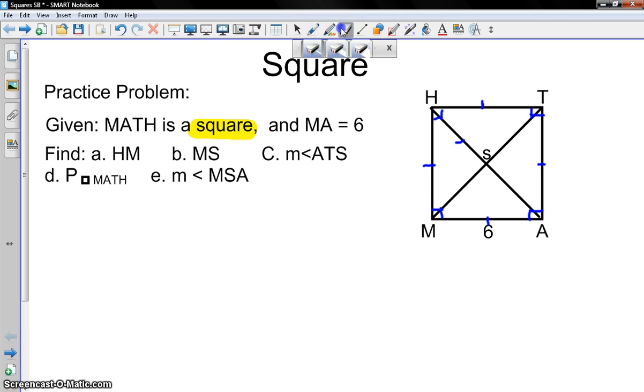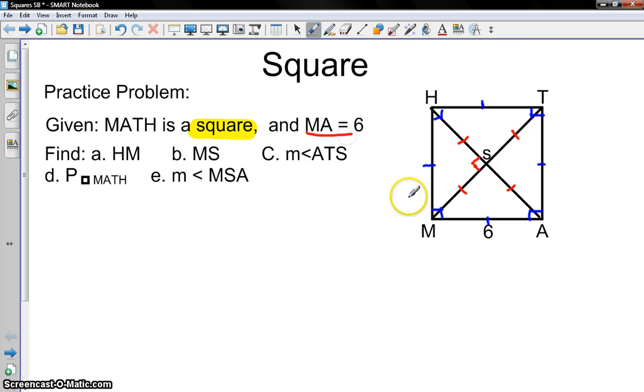So let me do this in a different color. Let's go red. So I'm going to mark all my diagonals congruent. And also I know that they intersect at a 90-degree angle, so this is also 90 right there. Now, with that said, let's go ahead and read the problem.